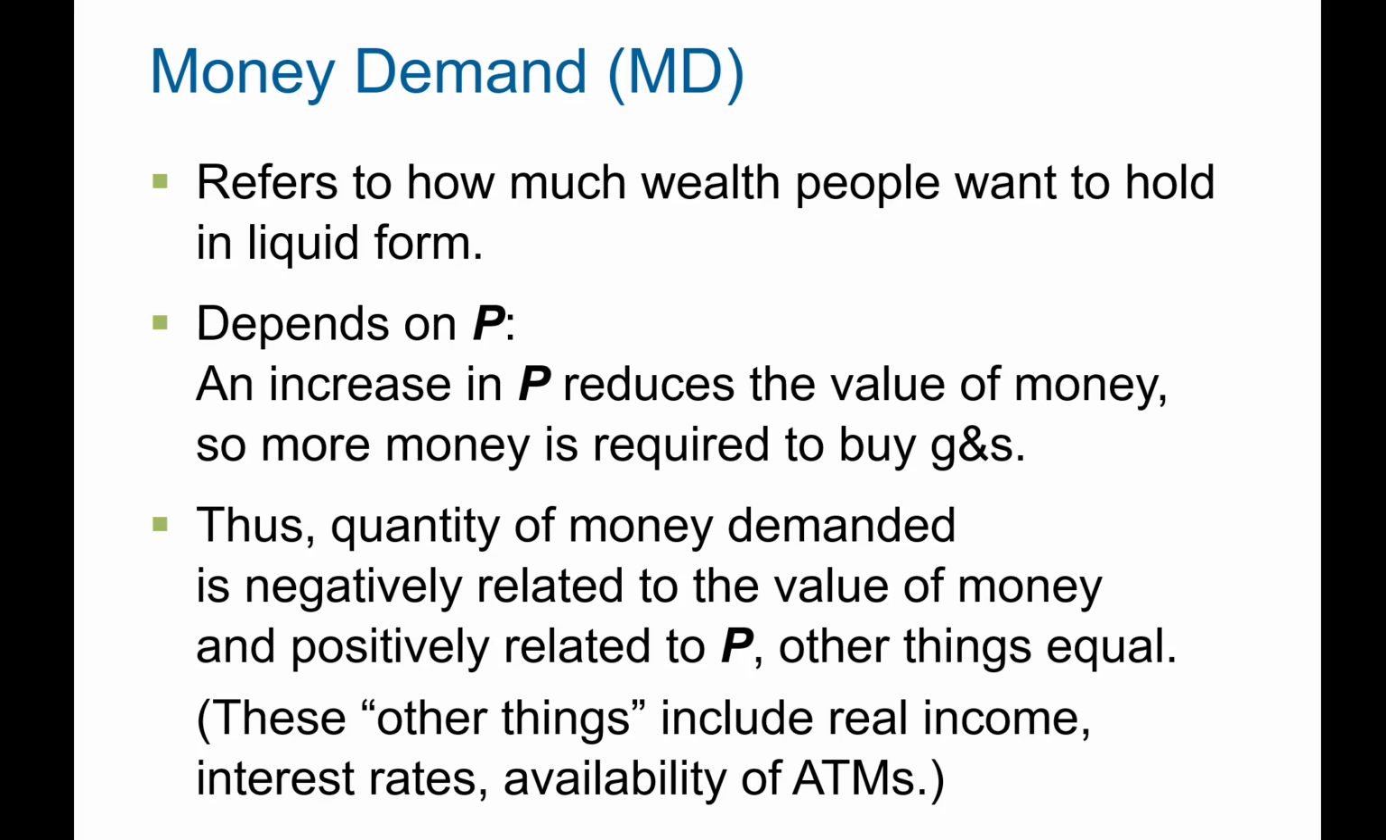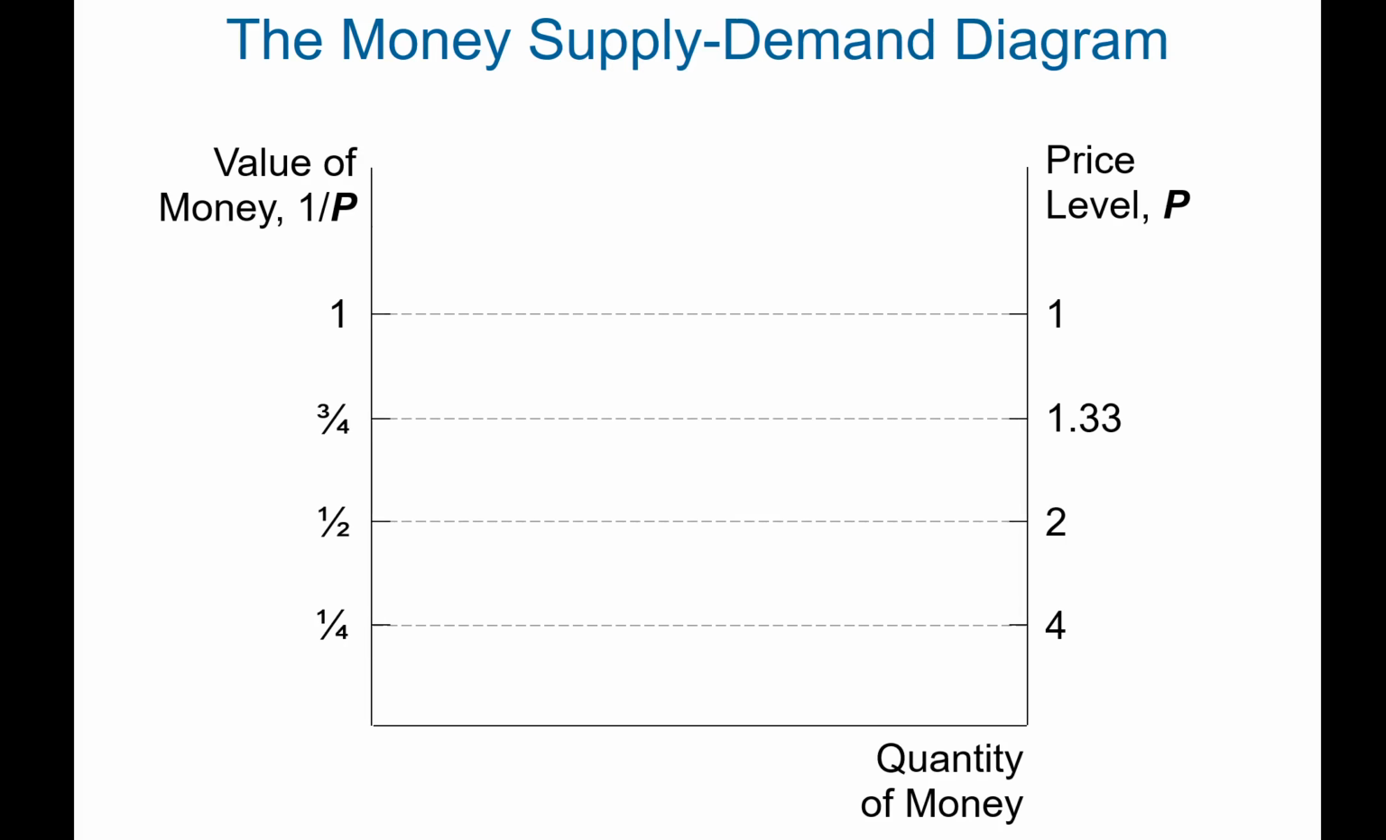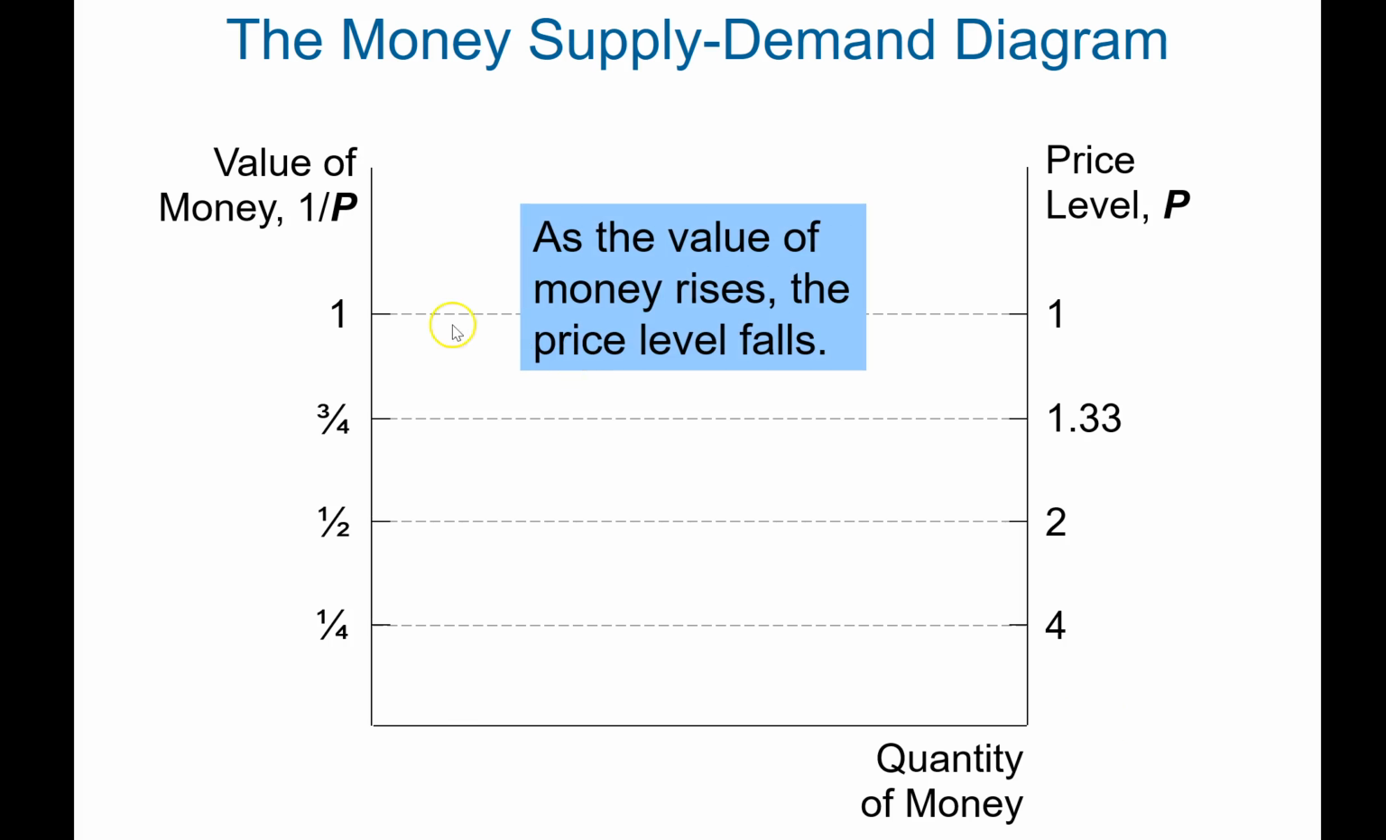So that's going to be something we'll see in our diagram. So let's take a quick look at the diagram here. We can see on the left we've got the value of money, which is that 1 divided by the price level. And then on the right, we've got the price level itself. And on the horizontal axis, we're measuring the quantity of money. So we can see as the value of money rises, the price level falls. And you can see that inverse relationship. So here's the value of money on the left side increasing, and at the same time the price level is falling. There's that inverse relationship.